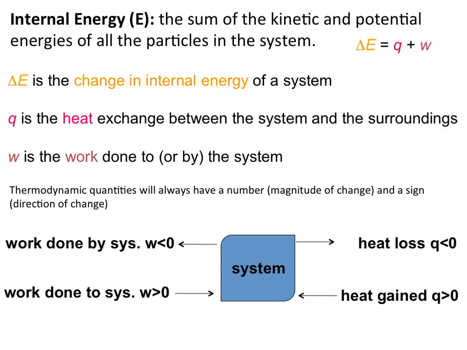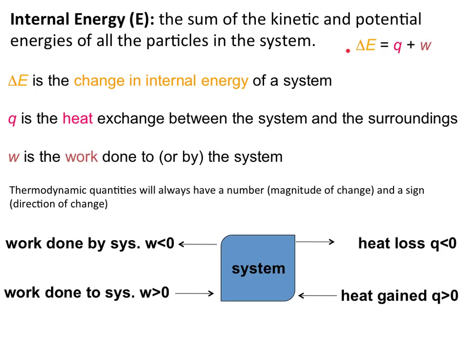Now, the thermodynamic quantities that we're going to be looking at always have two components: a number and a sign. The number indicates the magnitude of your change, and the sign indicates the direction of change. We are going to be looking at these values with respect to the system. Other sciences look at it from a different perspective, but in chemistry, most texts look at it with the perspective of the system being the thing you're focusing on.